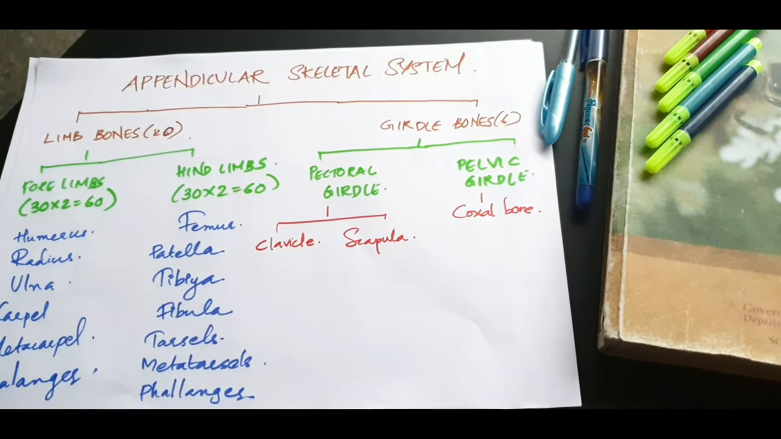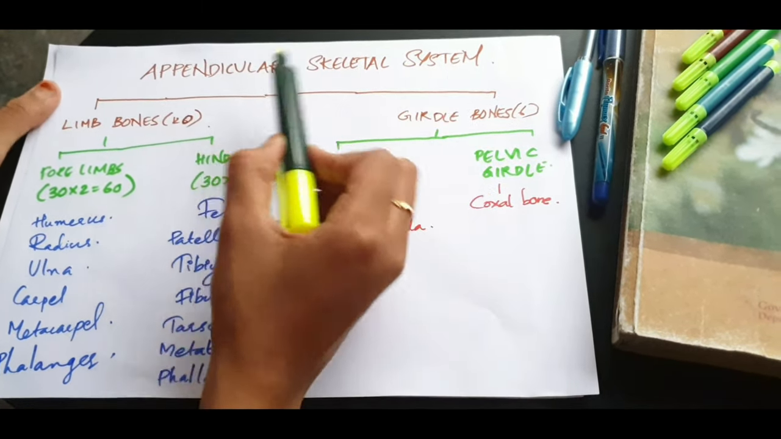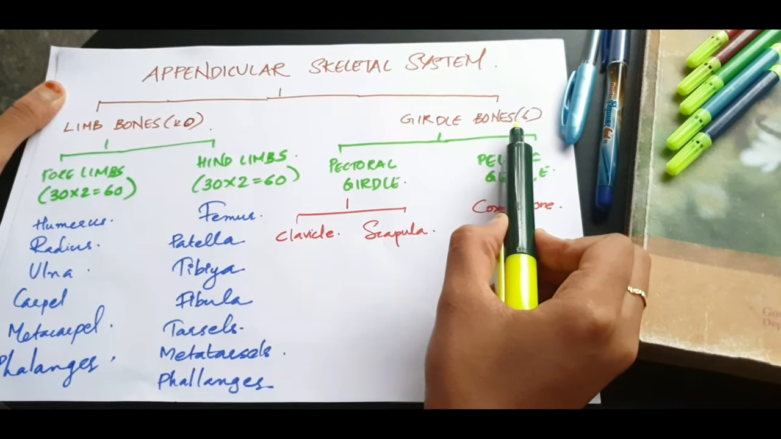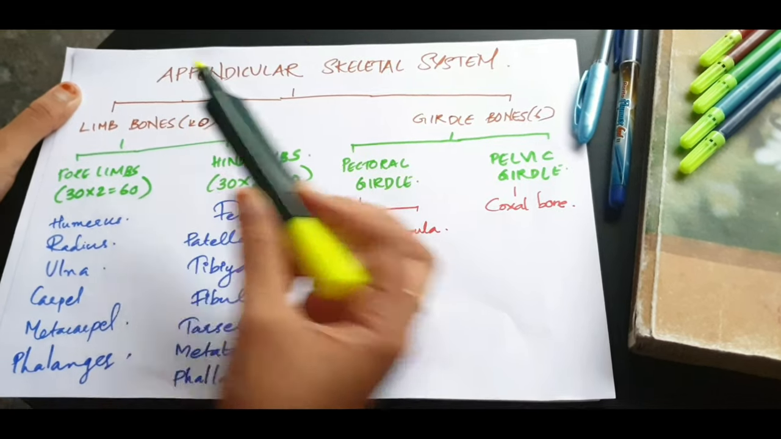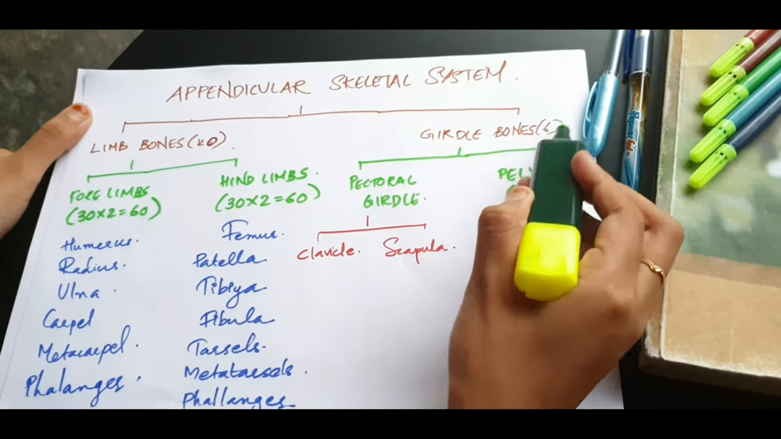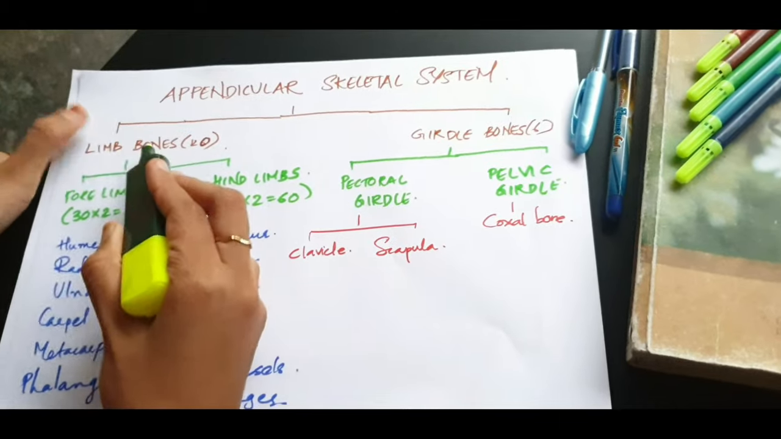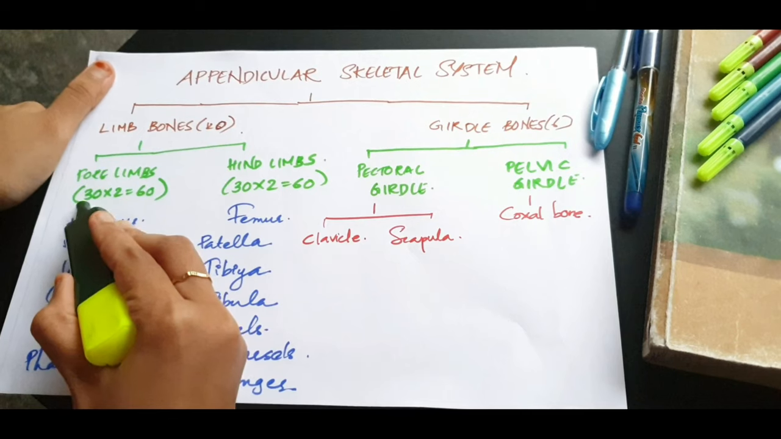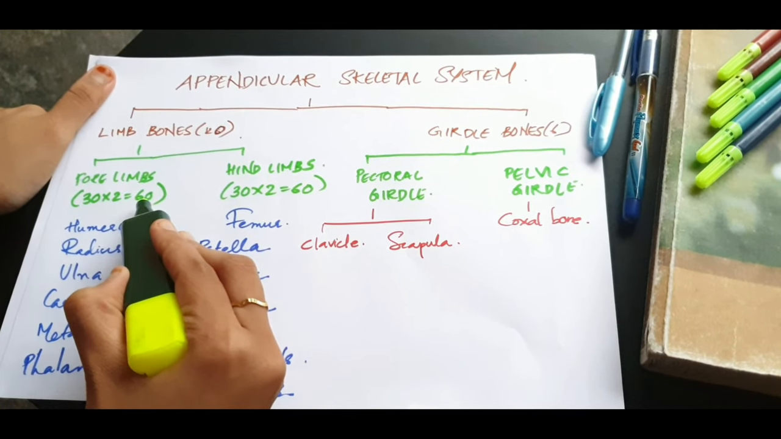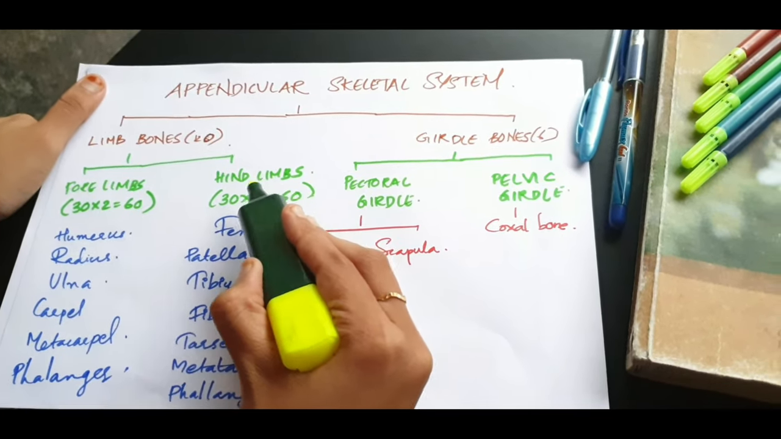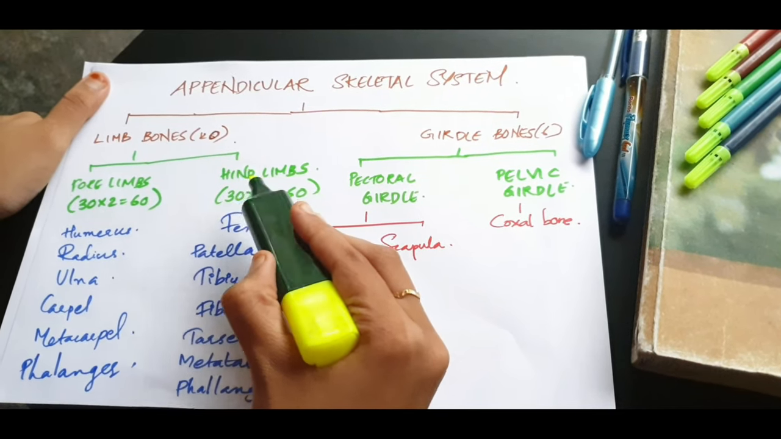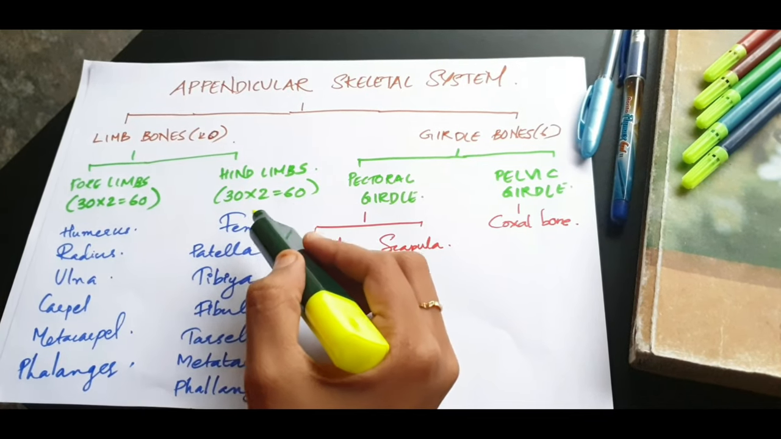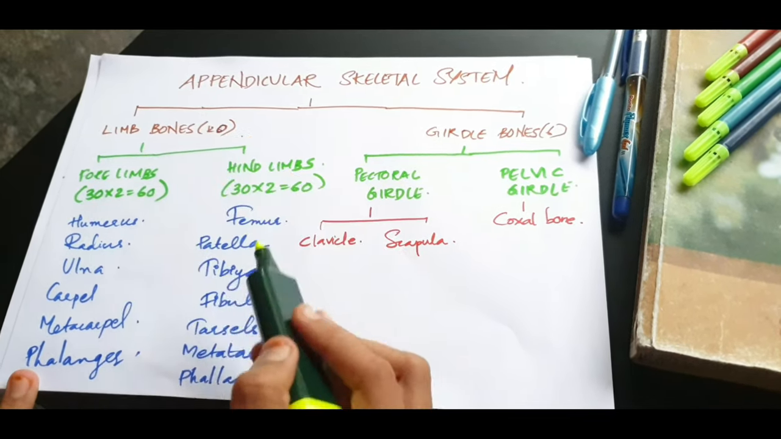Next, about the appendicular skeletal system. The appendicular skeletal system is divided into limb bones and girdle bones. Limb bones total 120, and girdle bones total 6 bones. Limb bones consist of forelimbs and hind limbs. On each hand there are 30, so 30 into 2 equals 60. And hind limbs, in both legs, each leg consists of 30, so 30 into 2 equals 60. So 60 plus 60 equals 120.